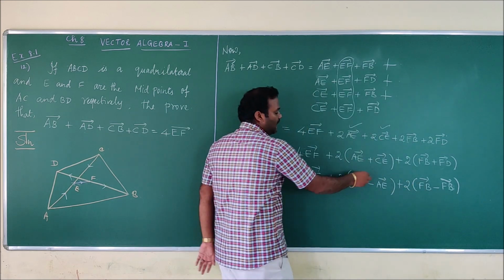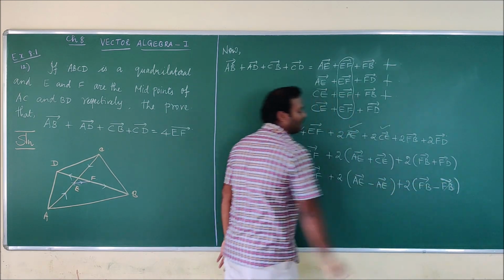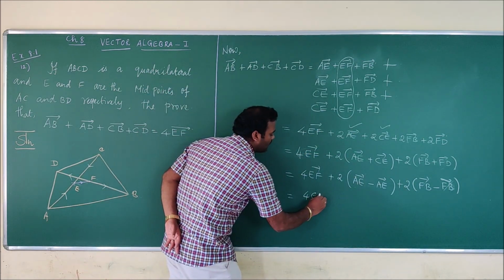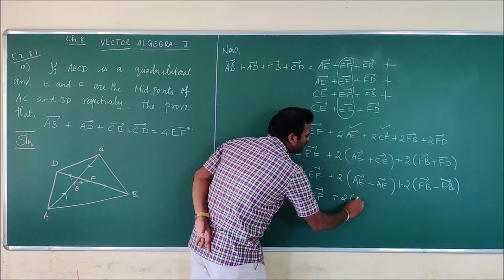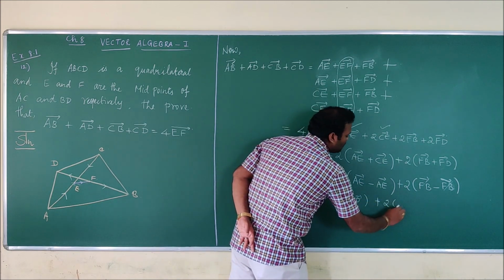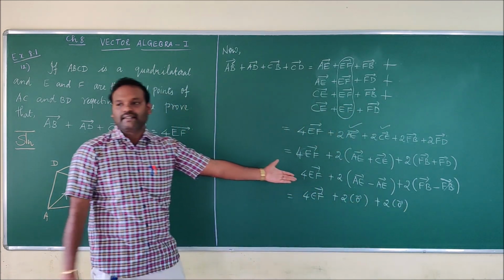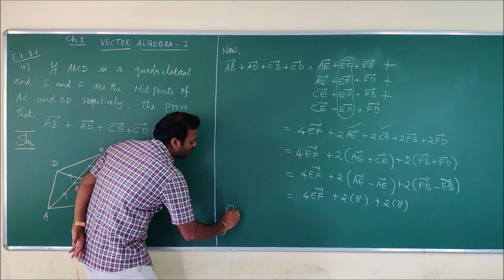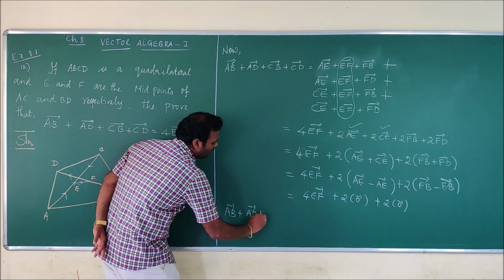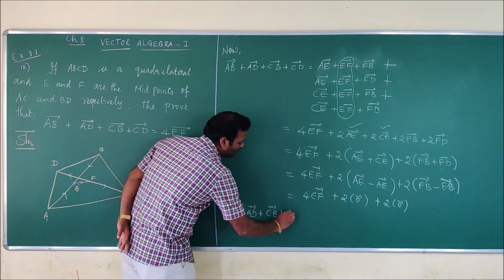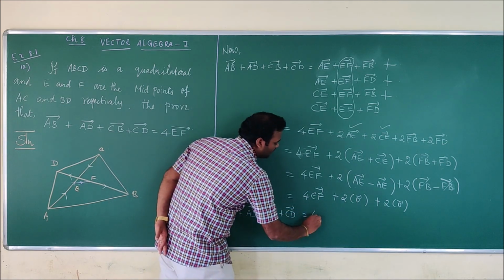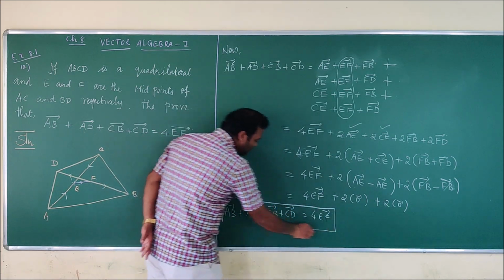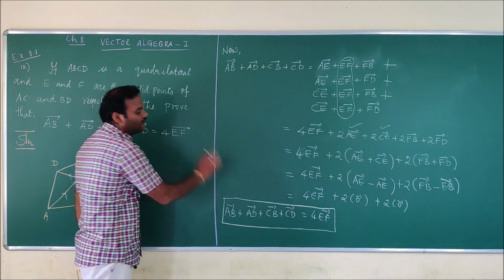Now you can cancel these 2 vectors. So these will get cancelled, 0, 0. So you are having 4 into EF vector plus 2 times of 0 vector plus 2 times of 0 vector. 0 vector is nothing but 0. When you are adding all these things, AB vector plus AD vector plus CB vector plus CD vector is equal to 4 times EF vector. This is the thing we have to prove. I have proved the result.